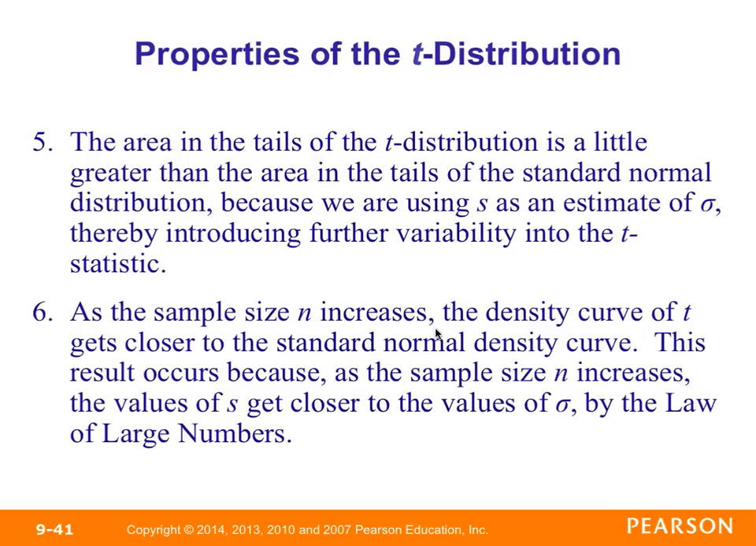In addition, the area in the tails of the distribution of t is a little greater than the area in the tails of the standard normal distribution, since we are using s as an estimate of sigma, thereby introducing further variability. But as our sample size increases, the density curve of t is going to get closer and closer to the standard normal density curve. This result occurs because as the sample size n increases, the values of s get closer to the values of sigma by the law of large numbers.